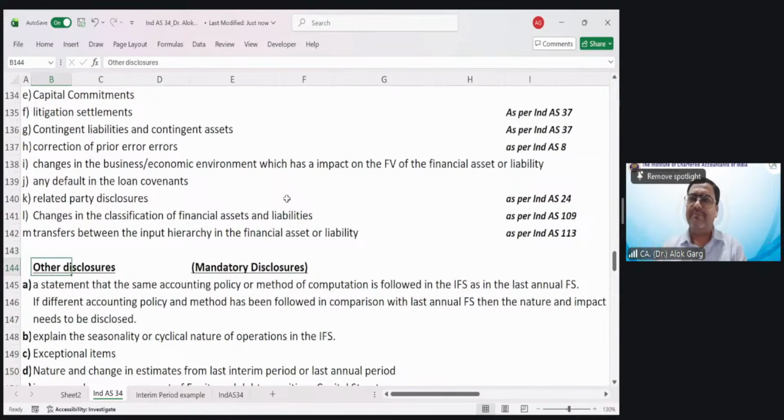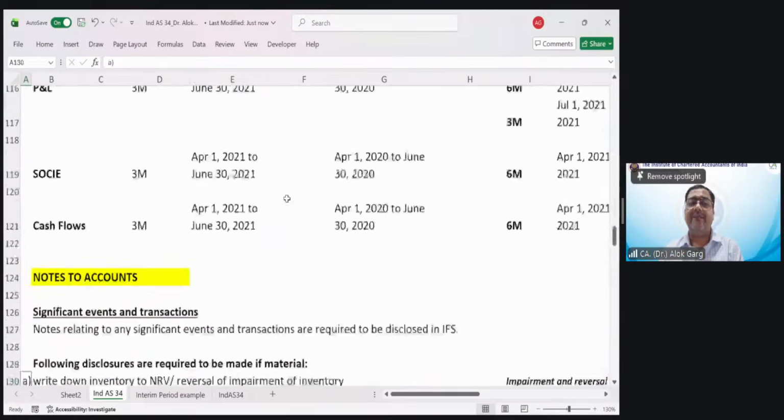Whether it is material or immaterial doesn't matter. You have to provide it. You have to disclose it. Mandatory disclosures. Okay. Other disclosures means mandatory disclosures. So we will discuss two types of notes. Number one, we will discuss material types of notes, and we will discuss the mandatory notes which are required to be provided in every interim financial statement.